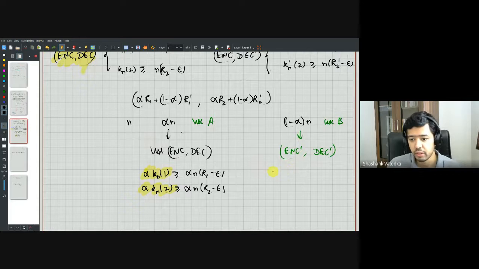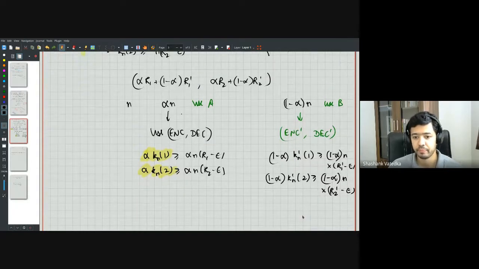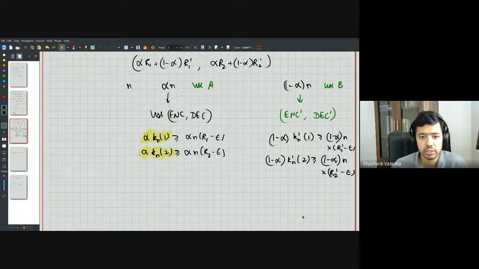And how many bits can you transmit? You can transmit (1 minus alpha) k_n'(1) bits, which is at least (1 minus alpha) n times (R1' minus epsilon), and transmitter 2 can send (1 minus alpha) k_n'(2) bits, which is at least (1 minus alpha) n times (R2' minus epsilon). Correct? So far is it clear?